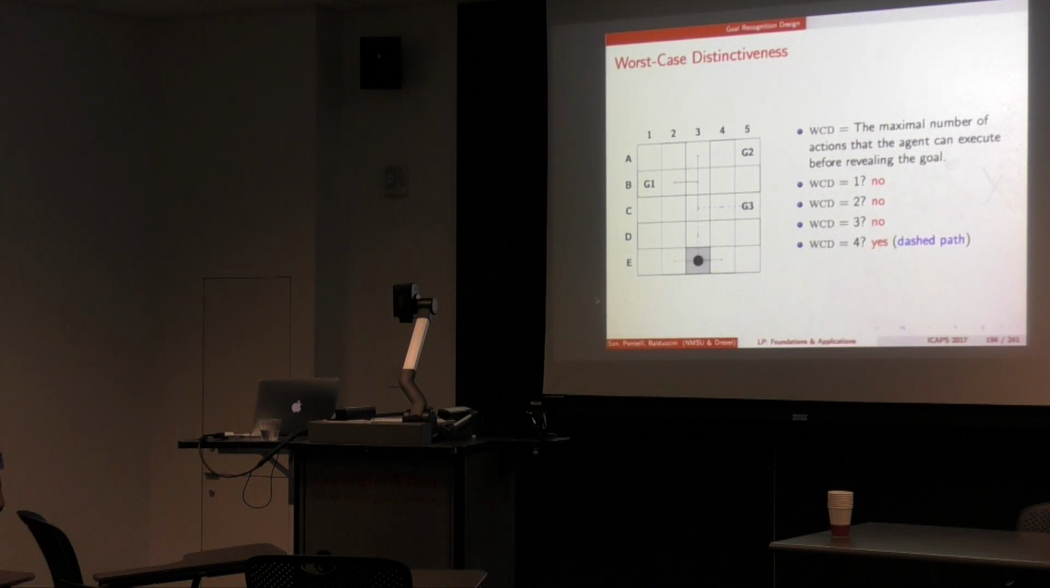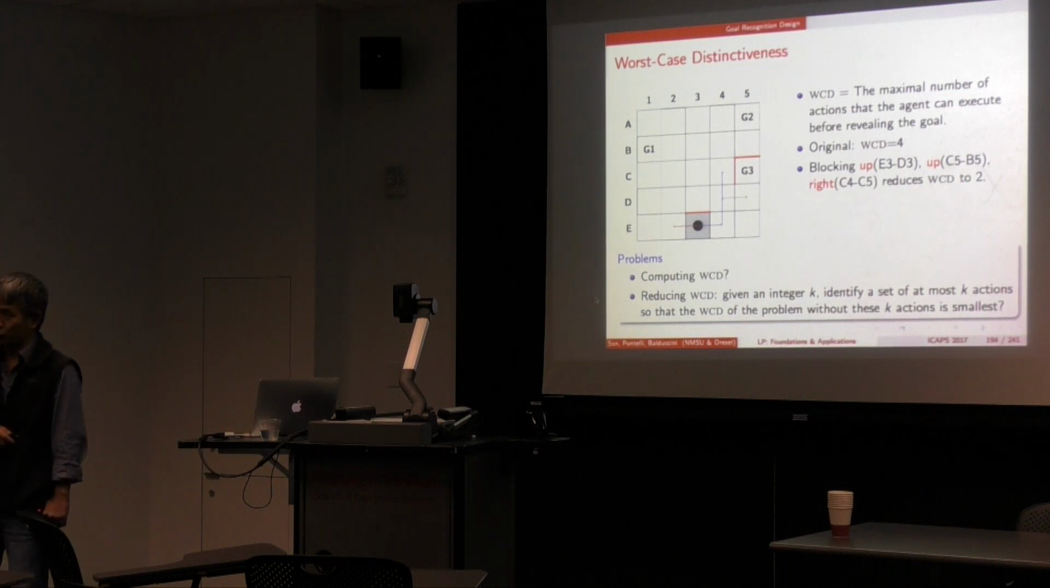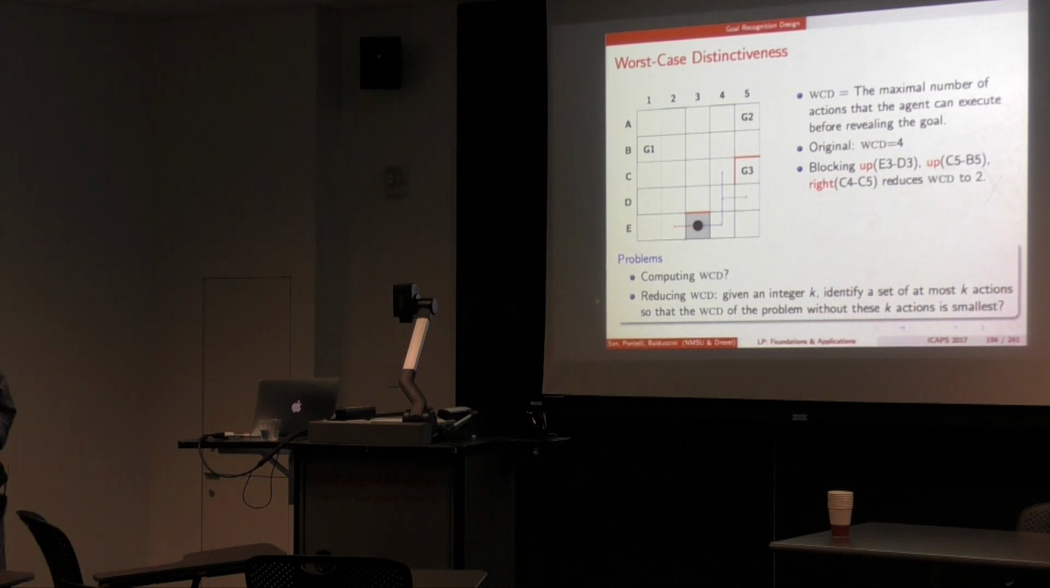So now, how do we find the actions to block? Say for example, if we block this action, then it can only go either left or right. And if we block this action, that action, and that action, we can reduce the WCD to 2. That is how it works.